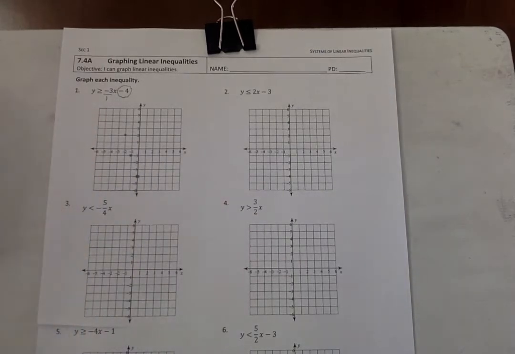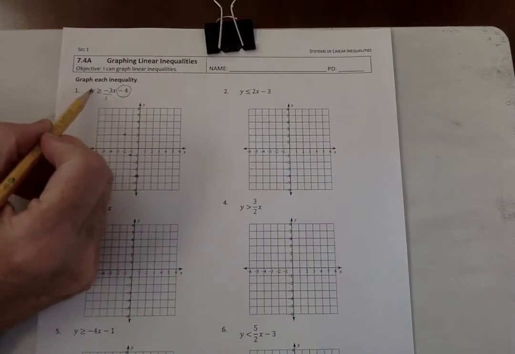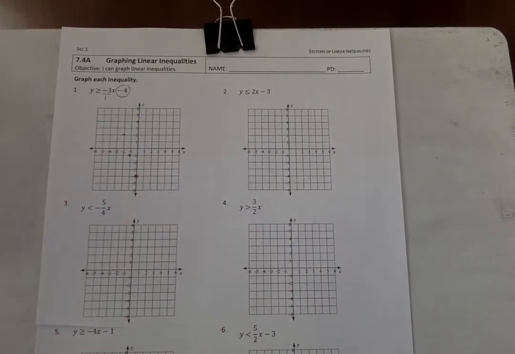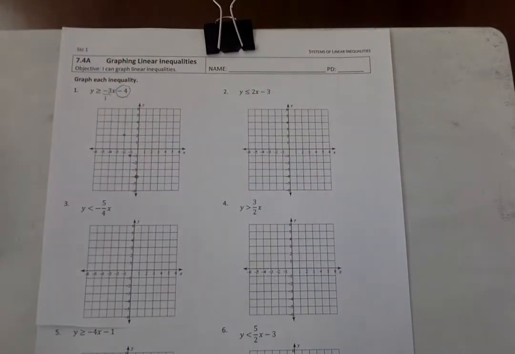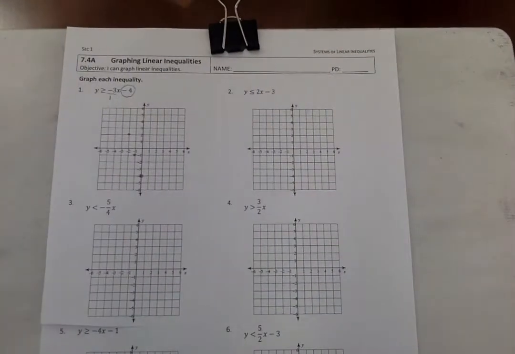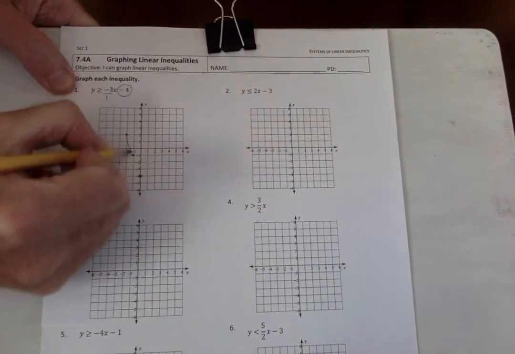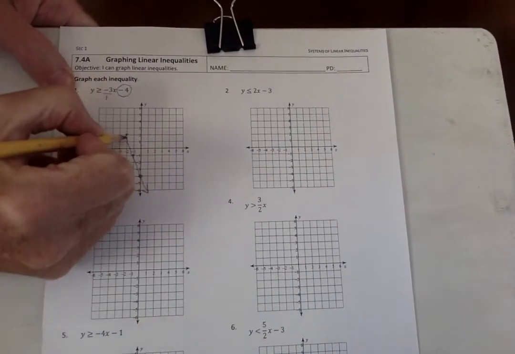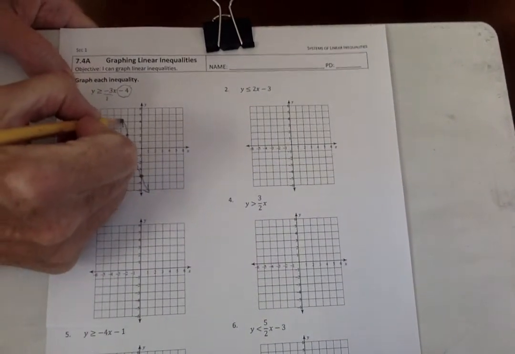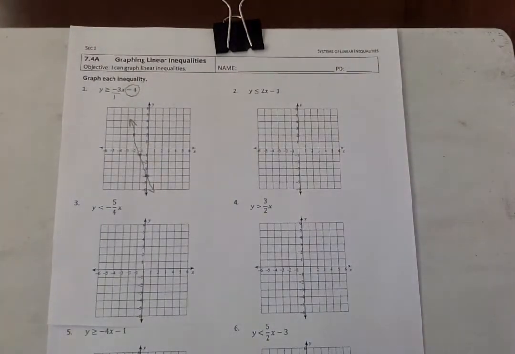Now I decide, do I need a solid line or a dotted line? Because it's or equal to, it's going to take more ink, so I'm going to connect it all up with a solid line. That's not the prettiest of lines, but it'll work.